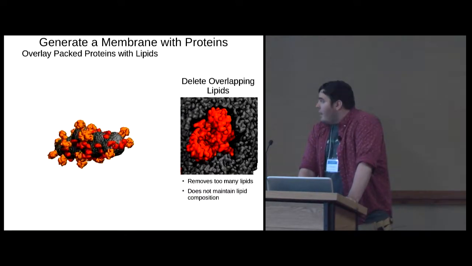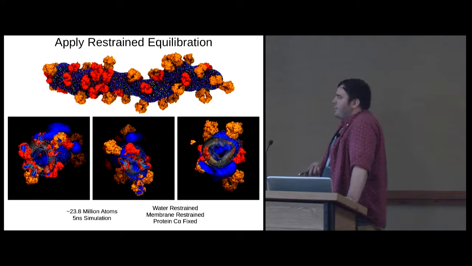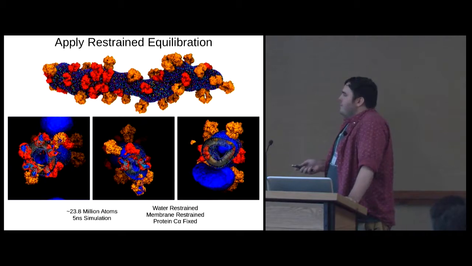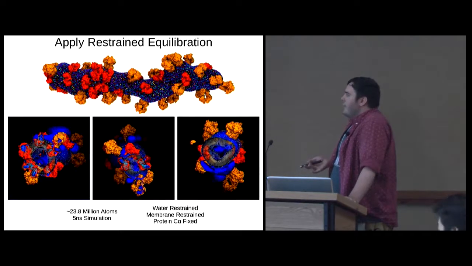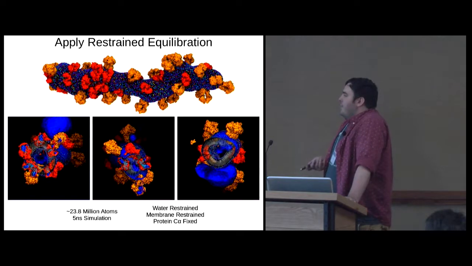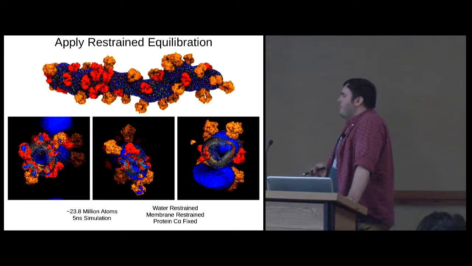Nevertheless, we proceeded with a restrained equilibration of the system, holding the shape of the membrane very rigidly in place, as well as preventing any water from passing across the membrane, and holding the backbone of the protein in place. These blue surfaces you're seeing are indicating that there are large vacuum bubbles that are forming inside and outside of the system, which is an expected result. This is the same thing that we get when we do the lipid-only system. So we understand why that's happening, and we also have a method to correct it.